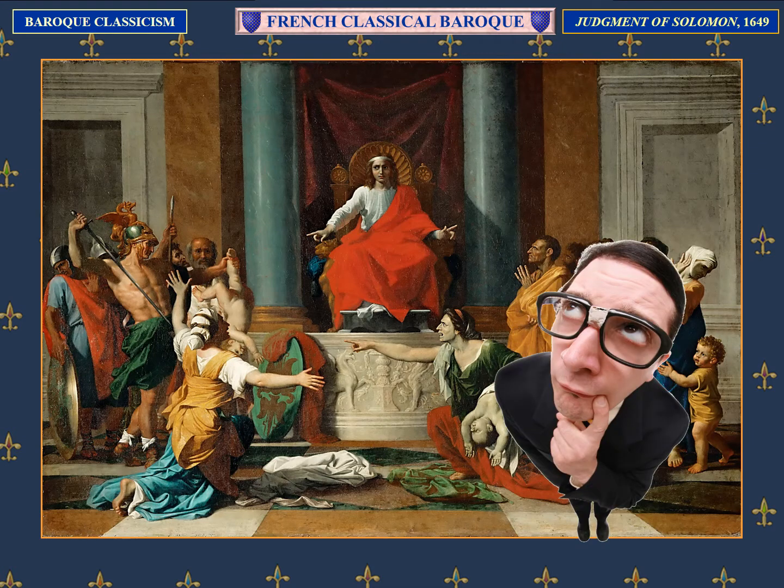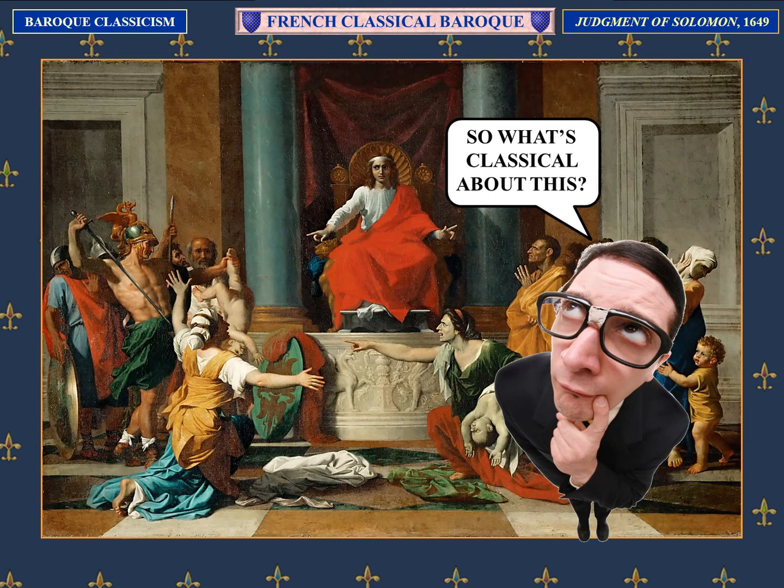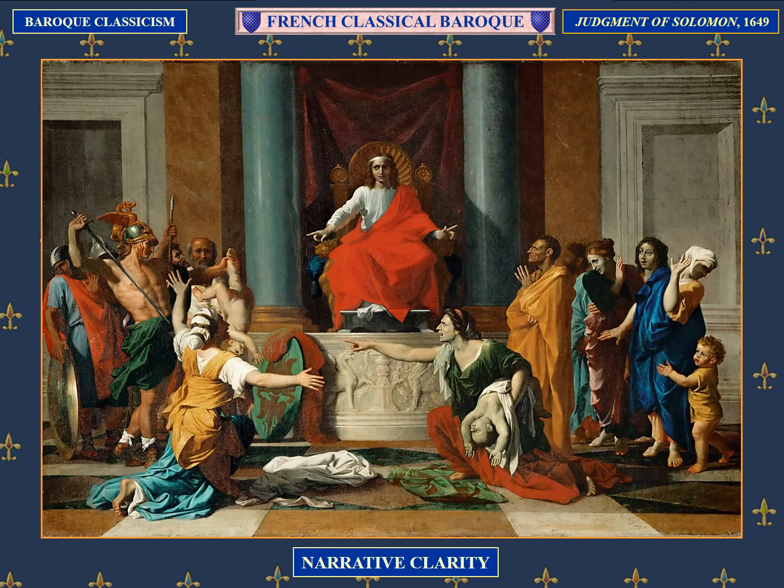And you might ask, so, what's classical about this painting? And hopefully, by now, you can pick out some of the main characteristics. One is narrative clarity. The story is taken from the Hebrew Bible or the Christian Old Testament. And even if you're not that familiar with the plot line, the body language and positioning of the characters really walk you through the script.